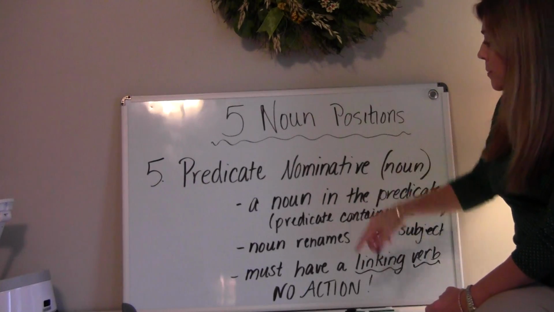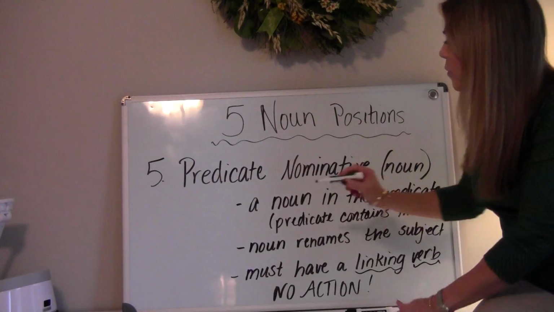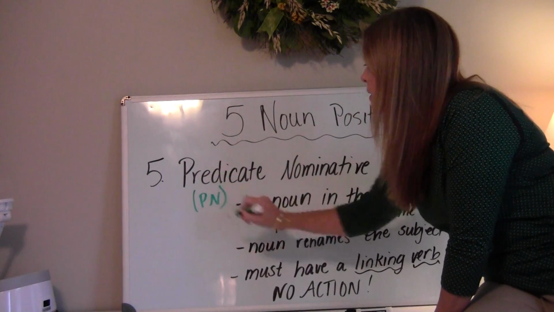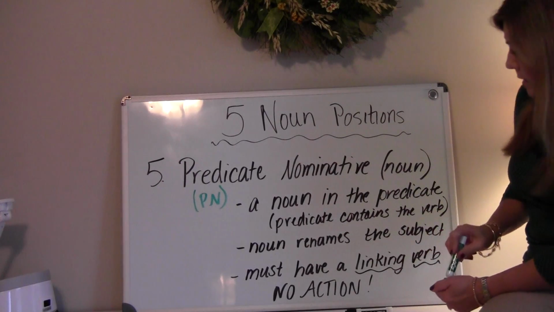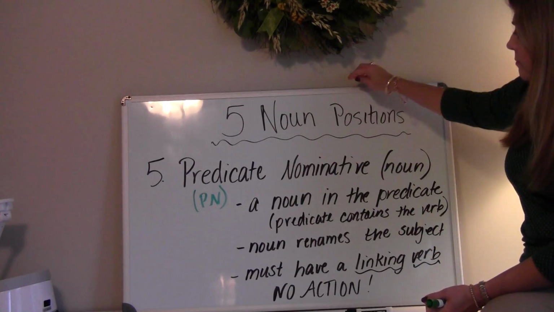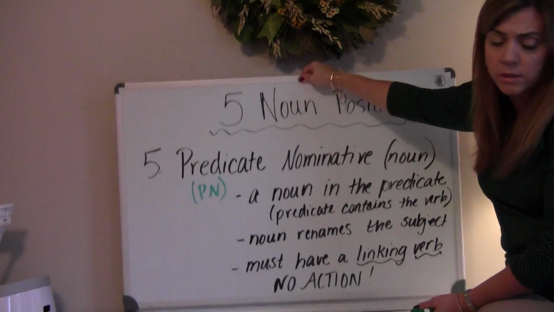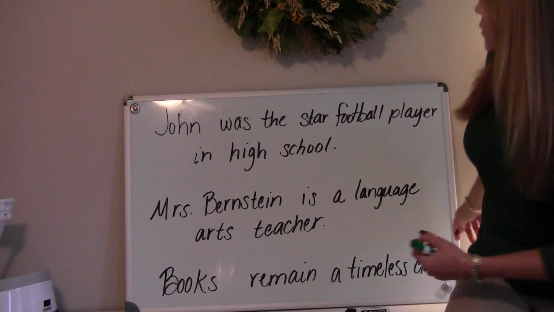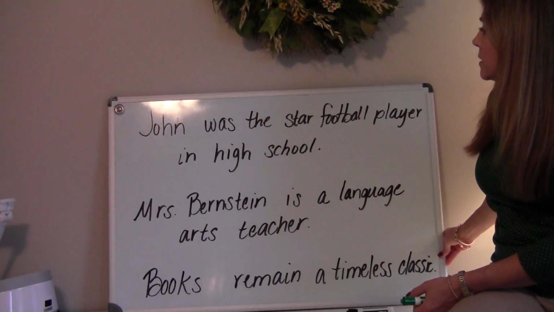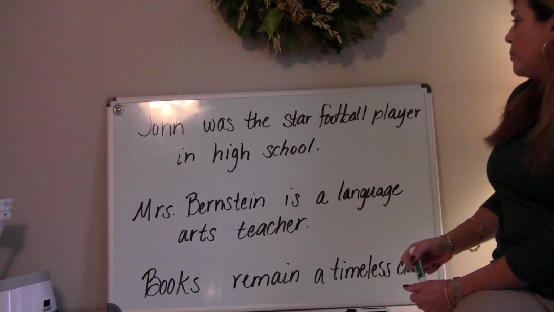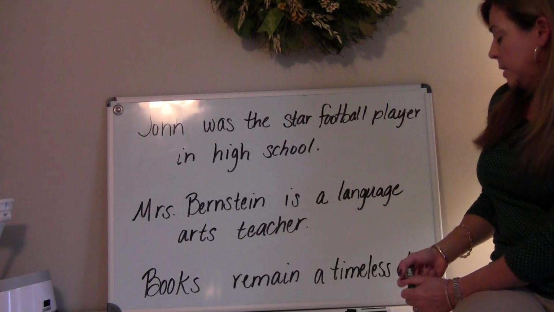So, predicate nominative, we're going to use PN when we're showing it in a sentence. It's a noun that renames your subject. All right, let's take a look at a few sentences here. The first sentence I have is John was the star football player in high school.